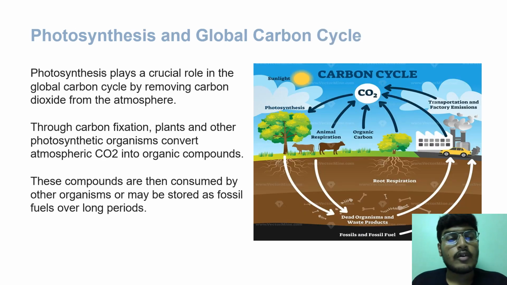And the next is photosynthesis and the global carbon cycle. Photosynthesis plays a crucial role in the global carbon cycle by removing carbon dioxide from the atmosphere. Through carbon fixation, plants and other photosynthetic organisms convert atmospheric CO2 into organic compounds. These compounds are then consumed by other organisms or may be stored as fossil fuels over long periods.